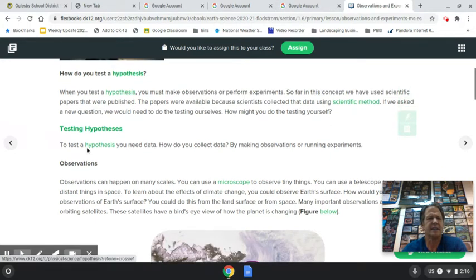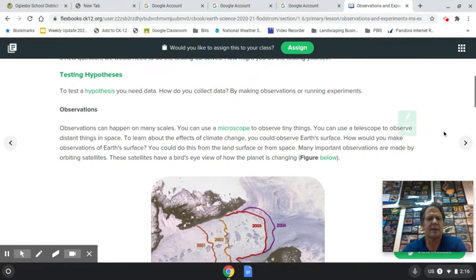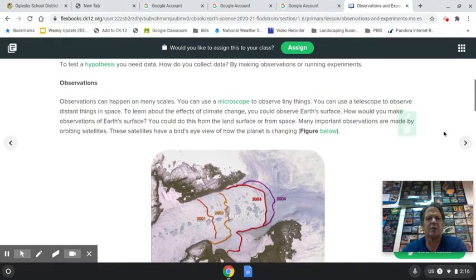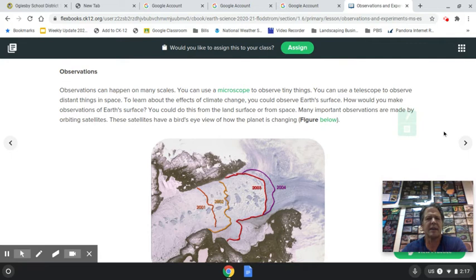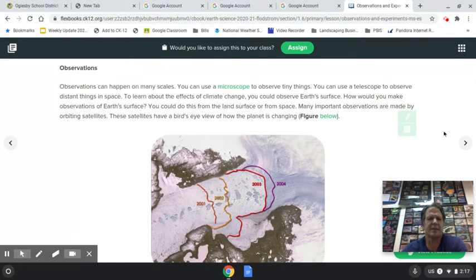So to test the hypothesis, you're going to need data. And how do you collect the data? Well, like we said, by more observations or by running experiments. Now, there's all sorts of equipment available to run experiments. Now, here's an interesting thing.